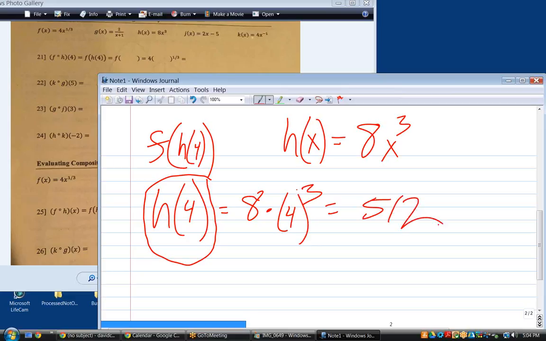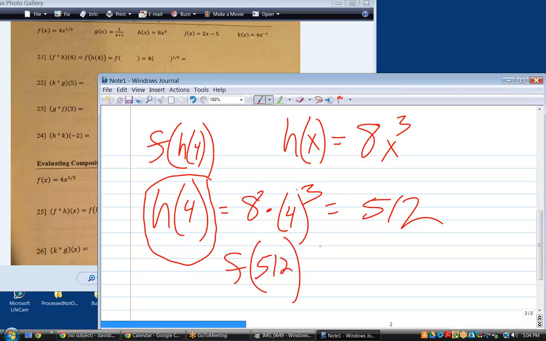Okay, is that number 21? Well, hold on. I'm confused. Oh, never mind. You were just giving an example. No, I'm going through it step by step because they want something here also. Can you see where I'm pointing? In other words, it's f of h of 4 equals f of what? Well, what is h of 4? h of 4 is 512. So now the problem becomes f of 512.